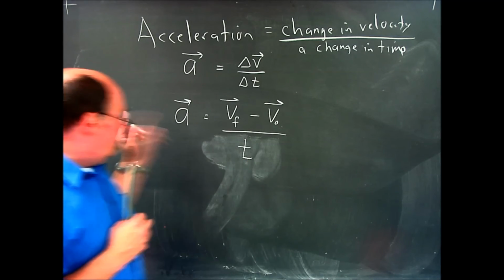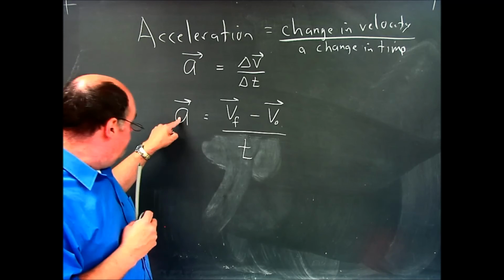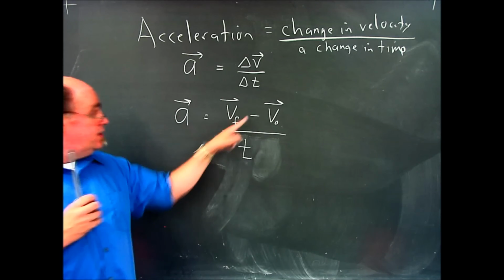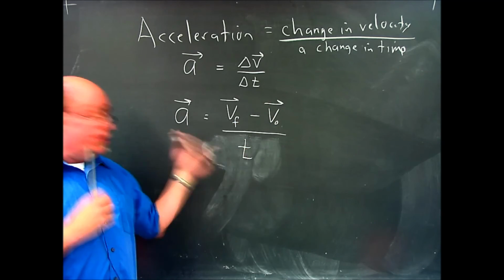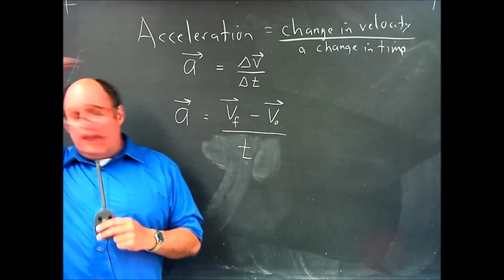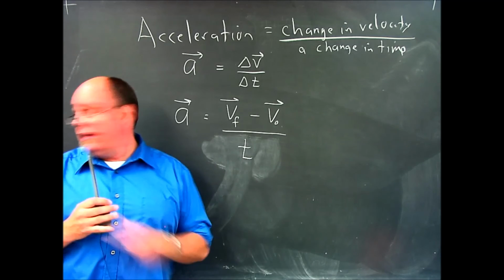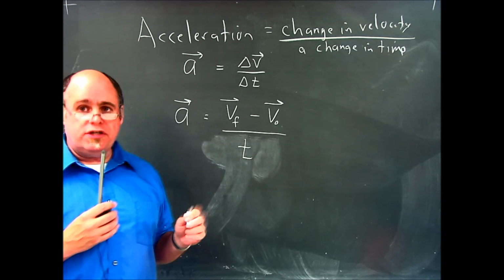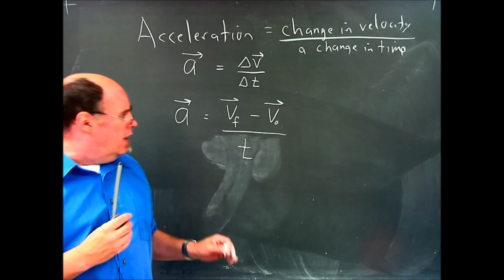So here we have a formula that says a, and that's the acceleration, it equals v final, the final velocity, minus v initial, the initial velocity, over time. In life, if somebody is really good working with cars, they might say something like, my car can go from 0 to 60 in 4 seconds.